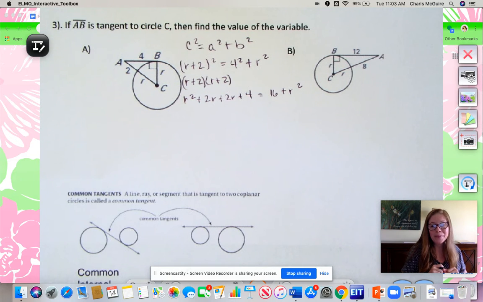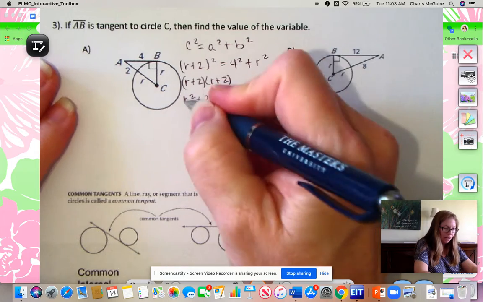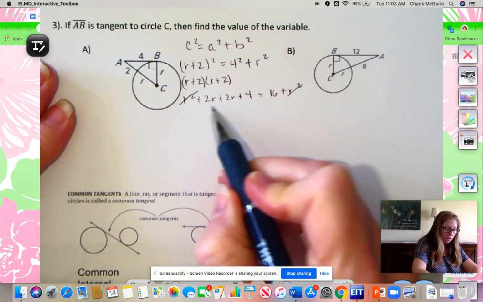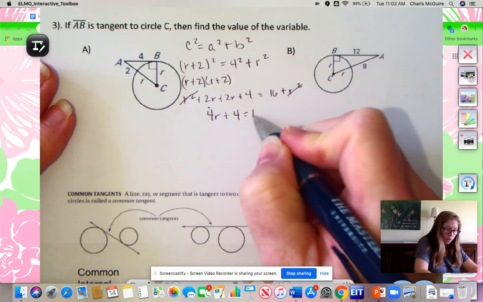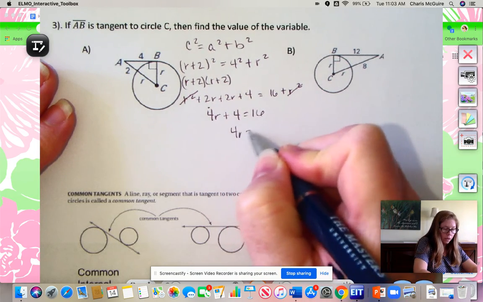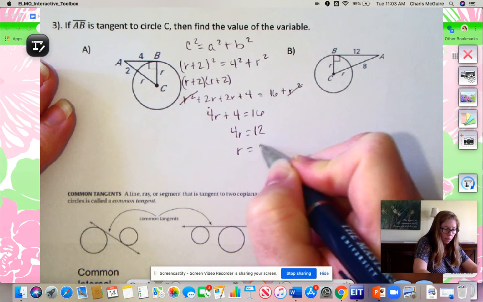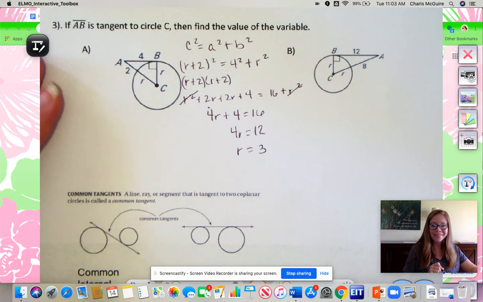Now, these problems, some of them, depending on where the variable is, can be a little bit more difficult, but this one's not that bad. Do you notice that you have an r squared on the left and an r squared on the right? So when you go to reduce them, they should cancel out. That's right. So these are going to cancel out. You are left with 4r plus 4 equals 16. So 4r is going to equal 12, and r will equal 3. Not bad. I'm going to give you a moment to go ahead and try B on your own.